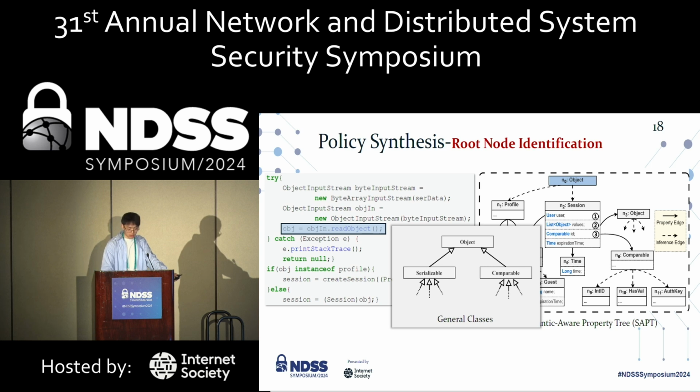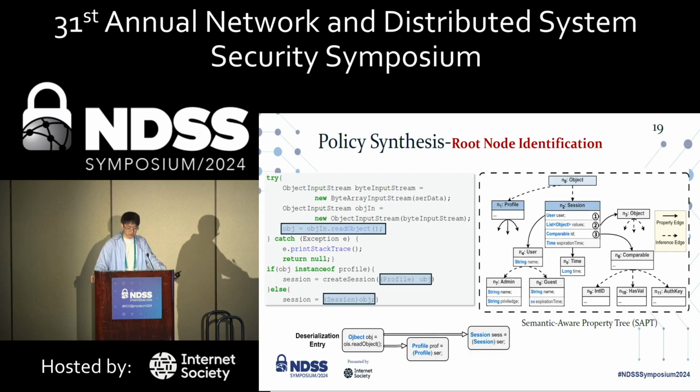The root node N0 is the object class, which is a common ancestor of many exploitable classes on gadget chains. Classes like object, serializable, and comparable are considered general classes. Including these general classes in the allowlist will also permit the deserialization of many exploitable classes. Therefore, DeseriGuard analyzes the data flow to identify the specific classes that this general class will be cast to.